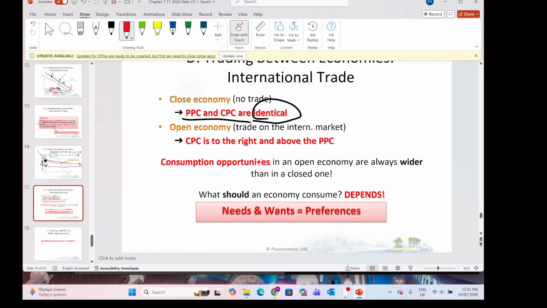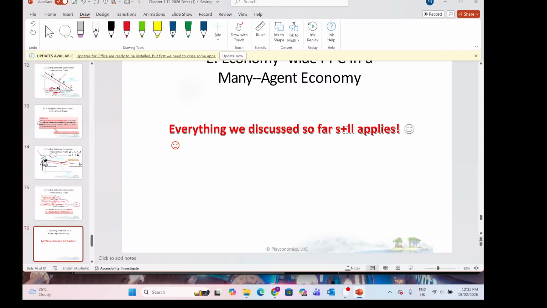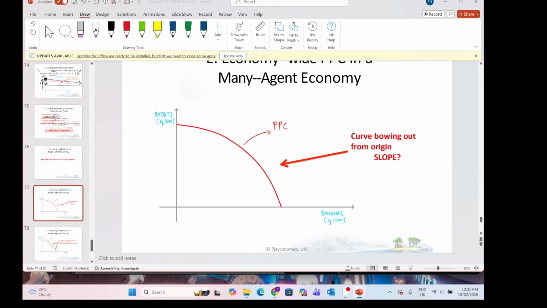On the other hand, the consumption possibility curve will be to the right and above the production possibility curve. So consumption opportunities in an open economy are always higher, wider, better. Our standard of living will be higher if we trade, because we're using our comparative advantage, but we're also using the comparative advantage of other countries. So everything we've discussed applies so far, but now we're moving to a curved line.